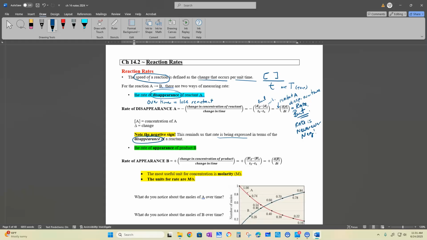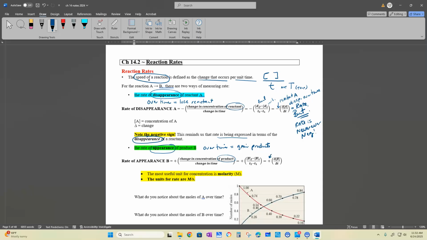On the other side, the rate of appearance. Because remember, over time, I'm going to gain some products. Initially, I have no products, but as soon as the reaction starts, I'm going to gain some products. So notice we call it the rate of appearance. So the change in concentration over the change in time, but this is of the product, whereas this one was the reactant. Same thing, final minus initial, change in B over time.